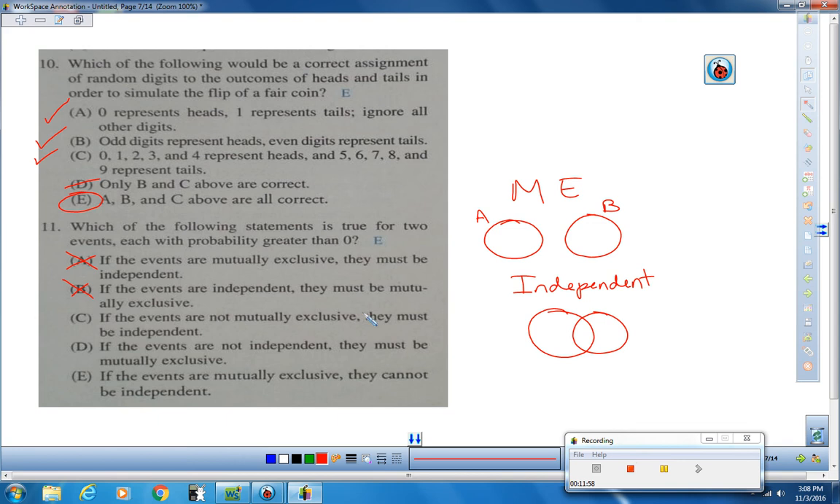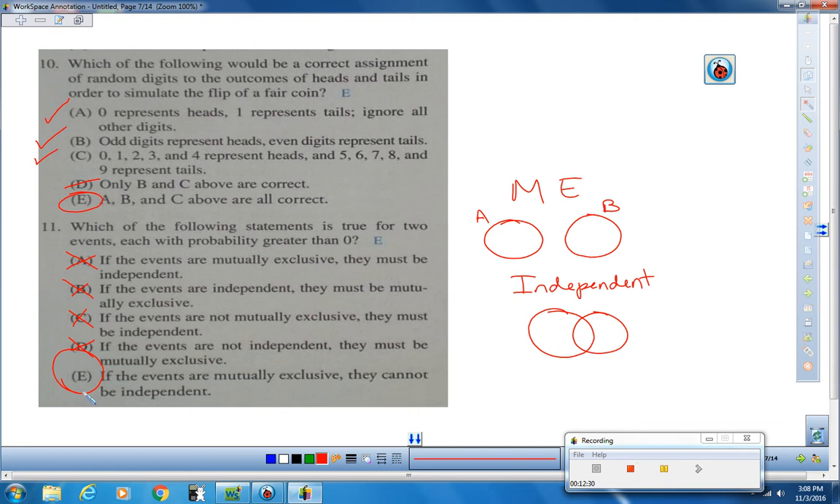Dependent events can overlap. They just don't overlap to the point where this intersection is the probability of A times the probability of B. So this one is out. If the events are not independent, they must be mutually exclusive. Again, we just said dependent events can overlap, so that's out. So our answer there is E.